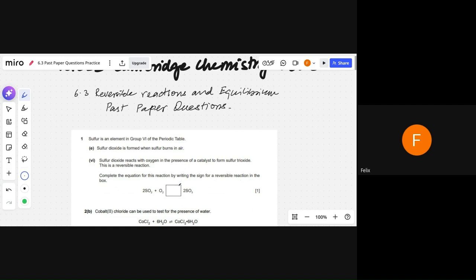So this is the first topic of 6.3 core, where they tell us that the sign looks something like this, right? So this is the symbol for a reversible reaction. Let me just draw it. Yeah, this. So I hope this is clear.